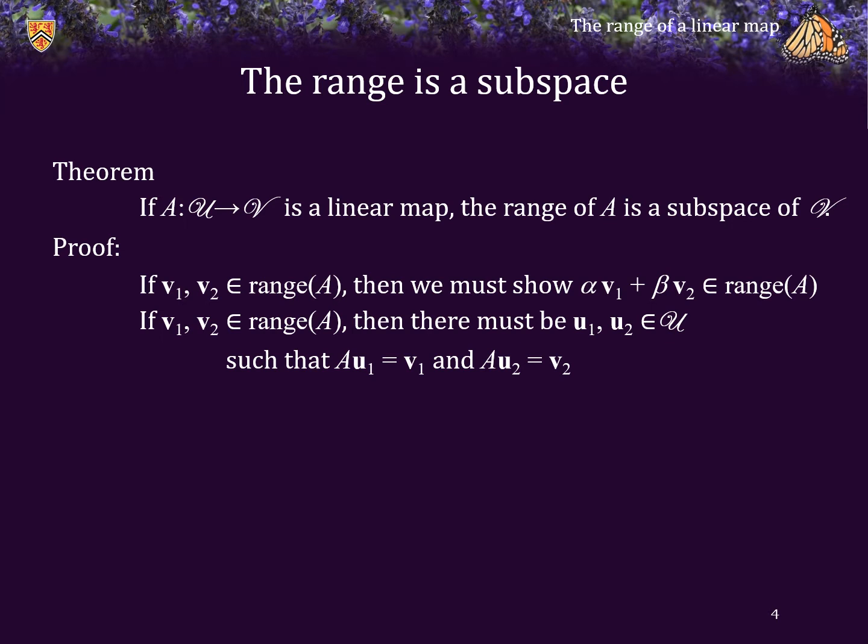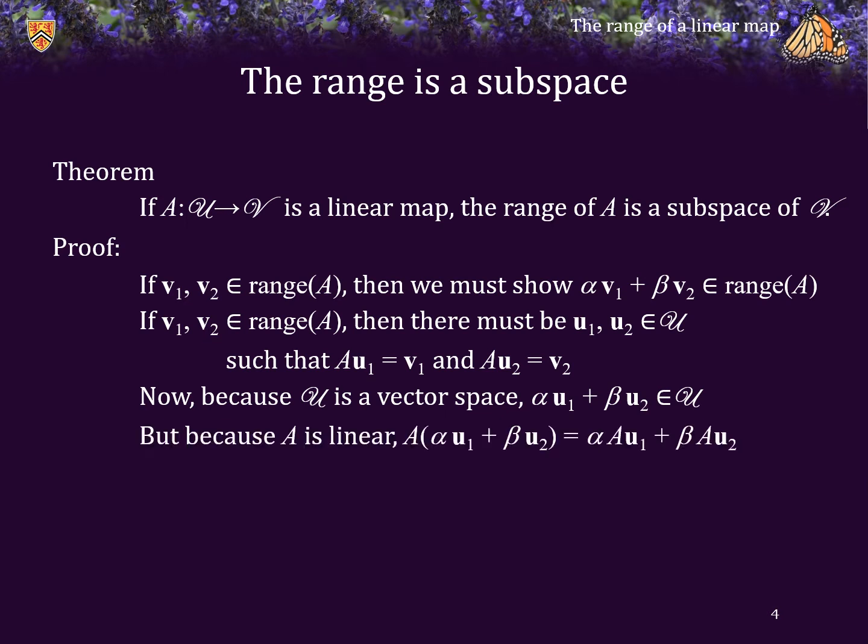Now, recall that the range of A is a subset of the codomain. So if v1 and v2 are in the range of A, then there must be vectors u1 and u2 in the domain U such that A times u1 is equal to v1 and A times u2 is equal to v2. Notice I'm starting to say times instead of applied to, but both are reasonable. Now, because U is a vector space, we know that a linear combination of the vectors u1 and u2 must also be in that vector space.